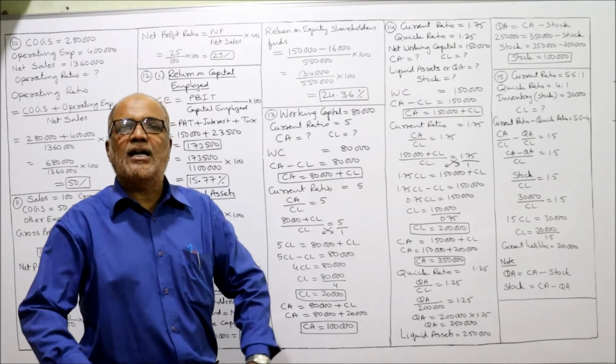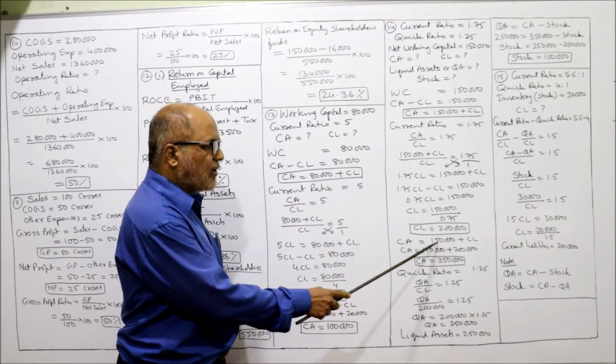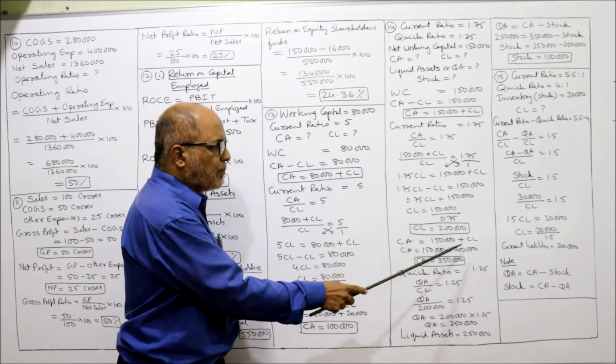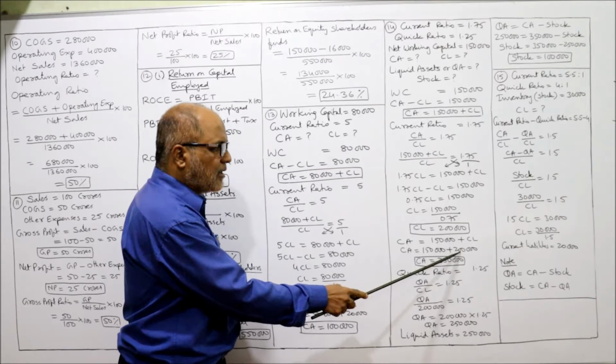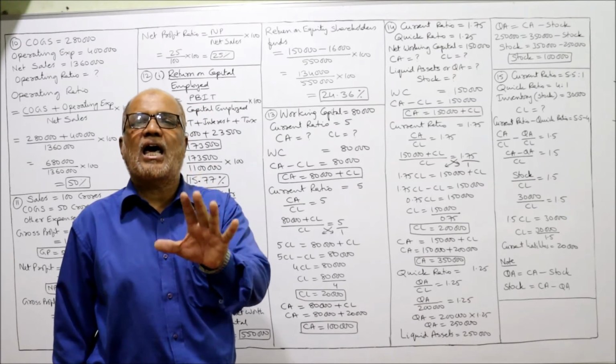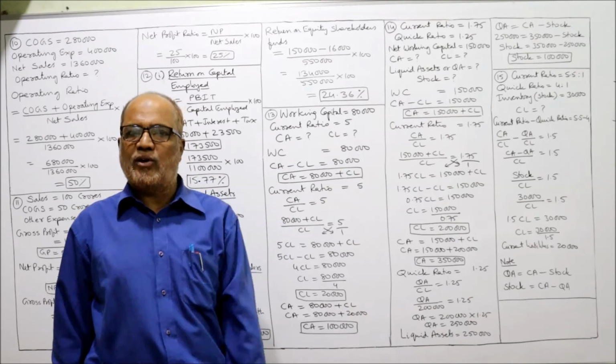Now easily we can get current asset. So current asset is equal to 1,50,000 plus CL. Already we got the equation here. So in place of CL I am writing 2 lakh. So 1,50,000 plus 2 lakh, 3,50,000 is the current asset. So two values we got.